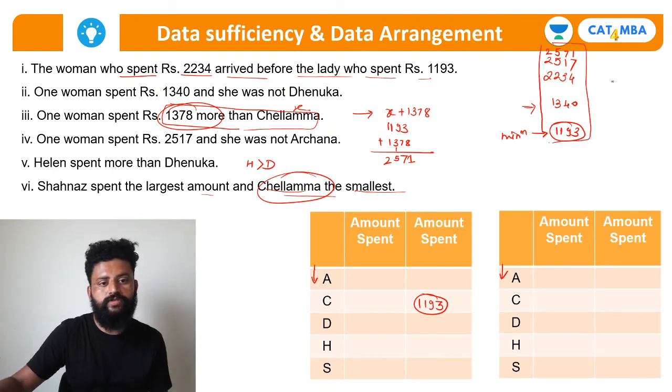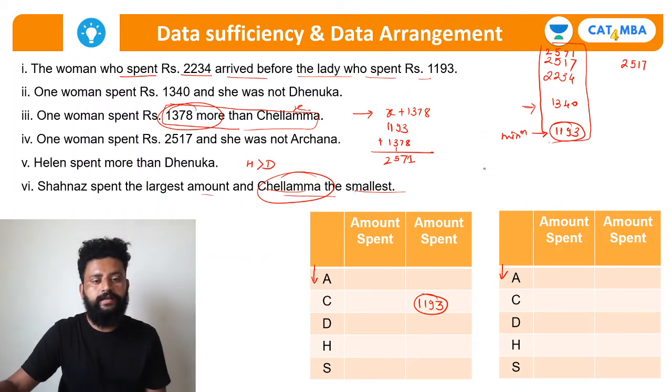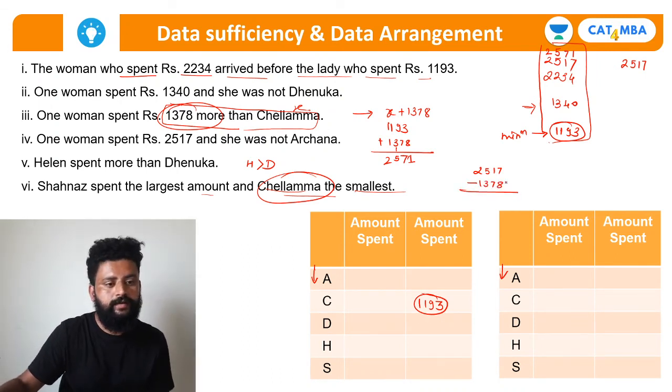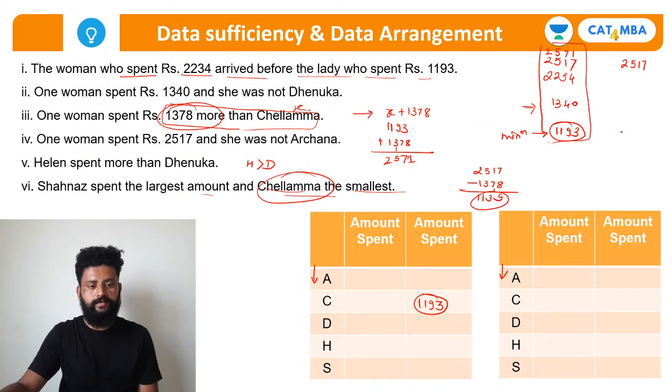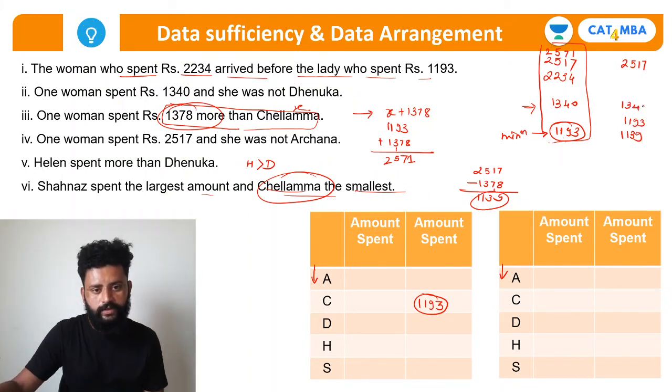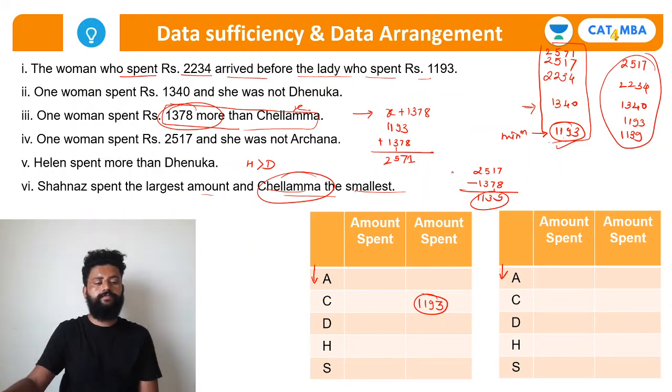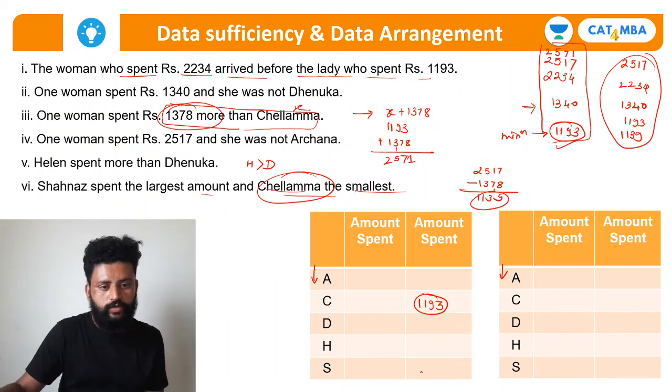The other possibility could be that 2517 is highest. If we subtract 2517 minus 1378, we get 1139, and this will be the lowest. Then 1139 and not 1193, 1340, 2234. So this could be the possible set of values. If 1193 is lowest, the highest will be 2571. Shehnaz must be 2571.